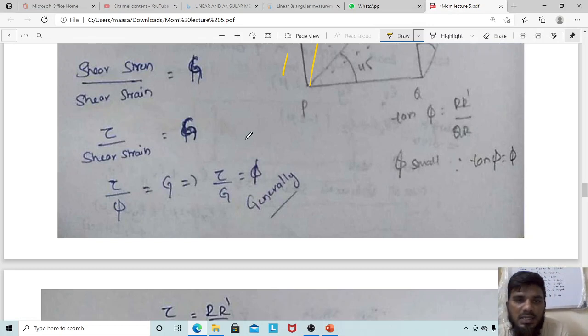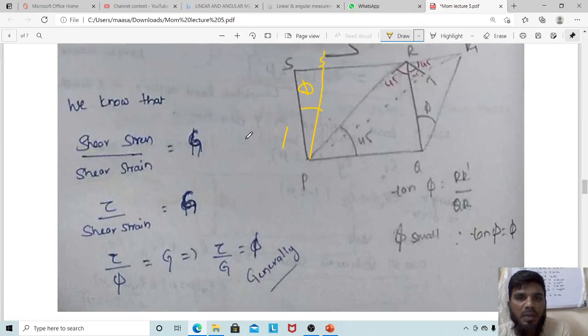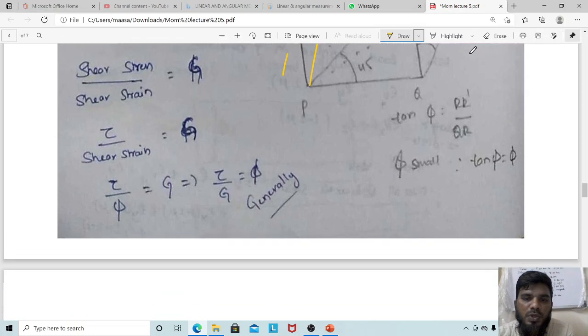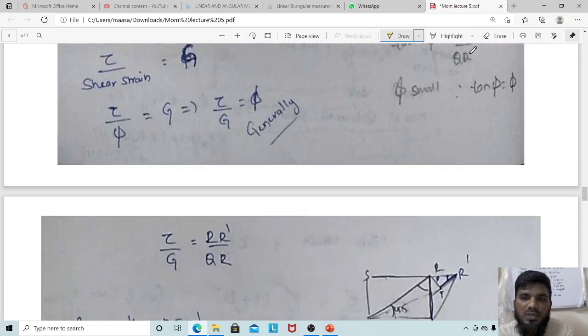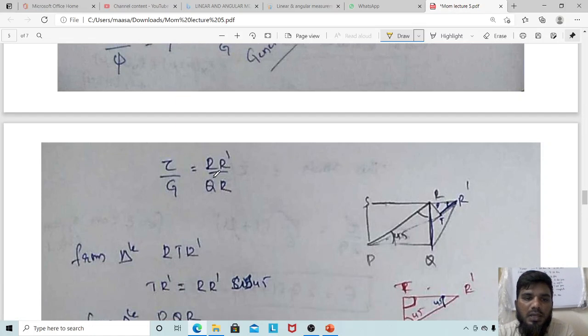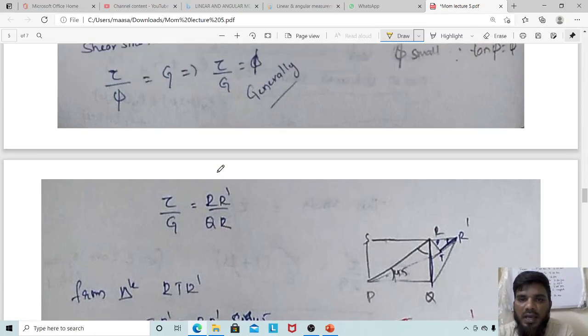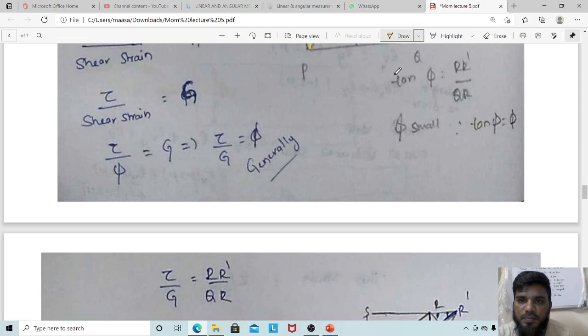Now this is the generalized formula for strain. However, when you see this kind of problem, the strain is happening along the diagonal. This is my diagonal PR. Initially the diagonal was PR, now it is PR dash or PR1. So we are going to identify how the shear stress is going to happen. Already you have written that tau by G is equal to phi, and phi we have taken here as tan phi. So in the place of tan phi we can write phi, that is nothing but R dash by QR.